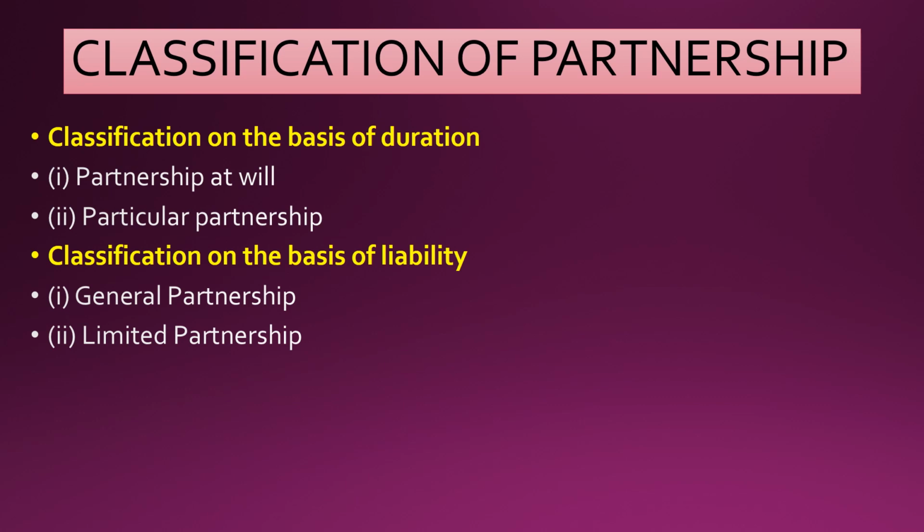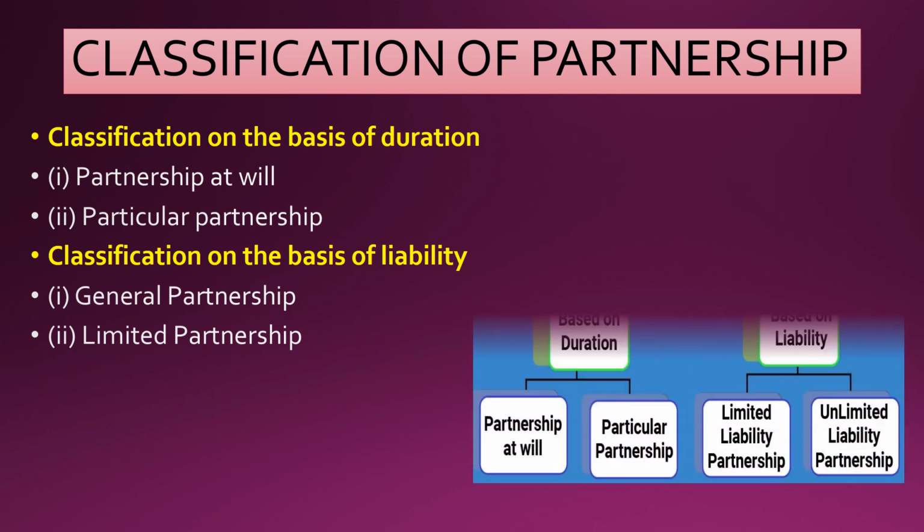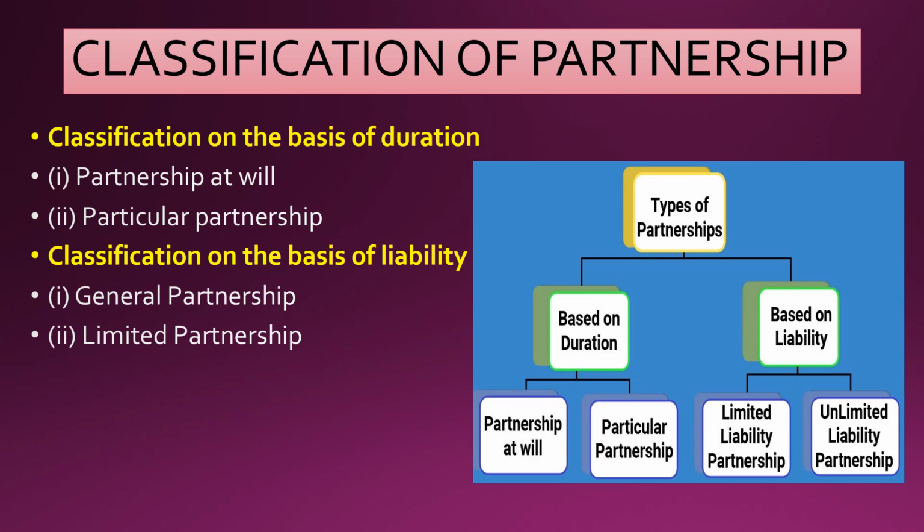There are two classifications of partnership. That is, partnership on the basis of duration. Duration refers to time, so if you want to write it down, please write it down. Then, on the basis of liability. Liability refers to only two words which I have always taught you: limited liability and unlimited liability. I'm going to write it down here. So the types of partnership are divided by time and by liability.